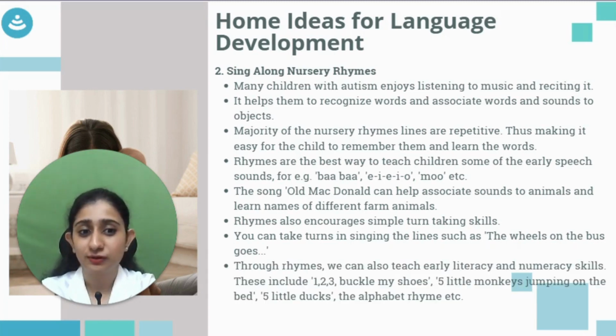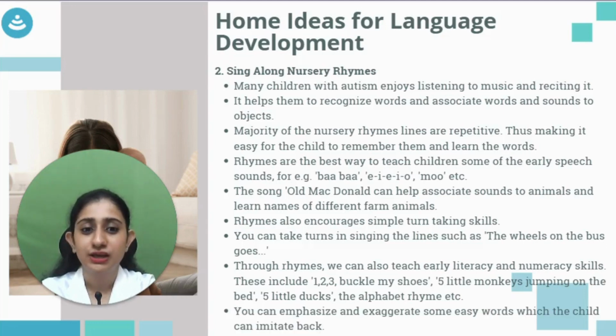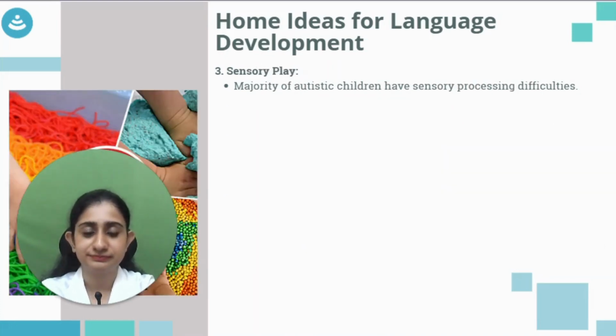Through rhymes, we can also teach early literacy and numeracy skills. These include 1, 2, 3, buckle my shoes, 5 little monkeys jumping on the bed, 5 little ducks, the alphabet rhyme, etc. You can emphasize and exaggerate some easy words which the child can imitate back.